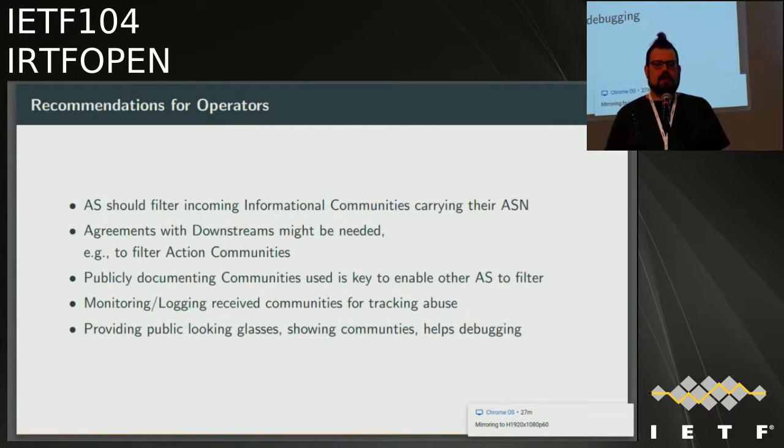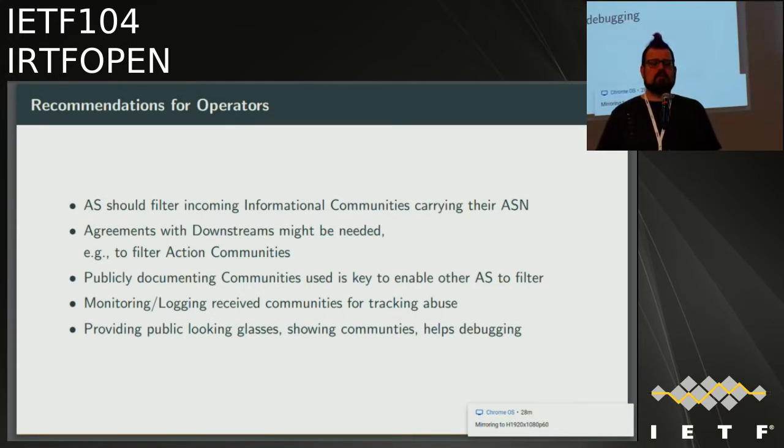Then we came up with some recommendations for operators based on our work. Of course, as the RFC already states, you should filter all informational community values that you are using that carry your AS number. So if you are using communities to tag where a prefix has been learned, you should scrub these communities when you receive them from your peers, because they are defined by you internally and used by you internally. It might be useful to come up with agreements with your downstreams, so to define what they are allowed to do with your upstreams, if they are actually allowed to do path prepending with your upstream for their prefixes.